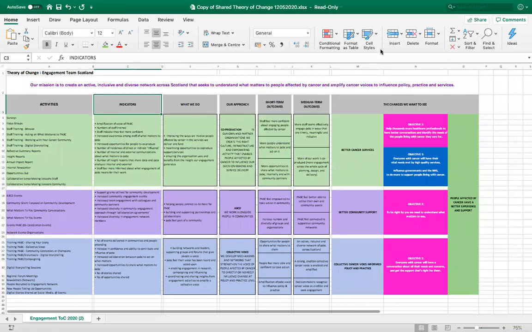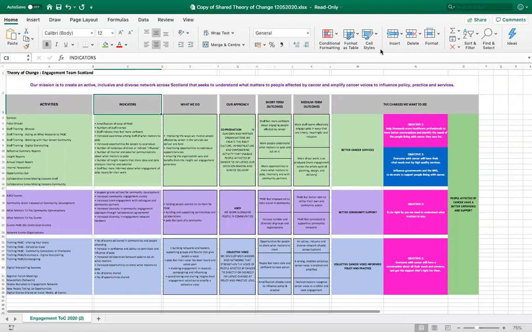So we have here a theory of change with some indicators for a cancer support charity who are based in Scotland. And this document is in the middle of being developed, and they've asked for some comments at this stage to see if we're on the right lines.